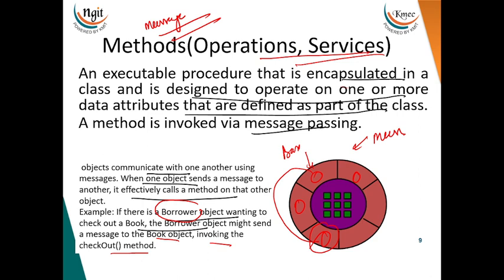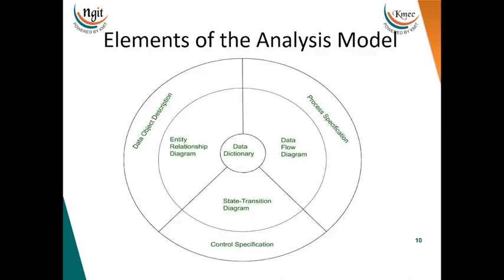If the borrower wanted a book, the borrower might send a message to the book object invoking checkout. If somebody wants to borrow a book, then the borrower clicks on this one, and we'll have to go for the checkout operation. So one message is calling another message, correct.